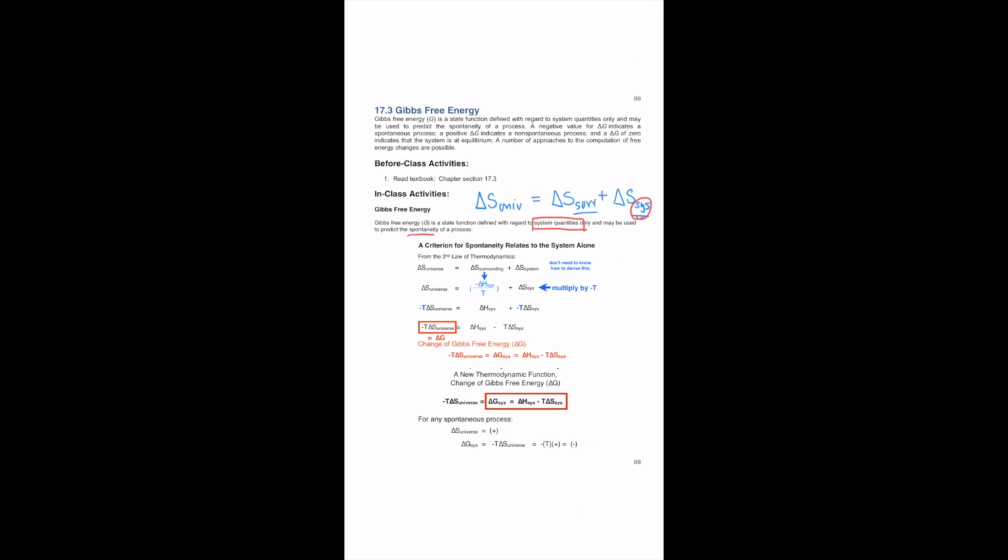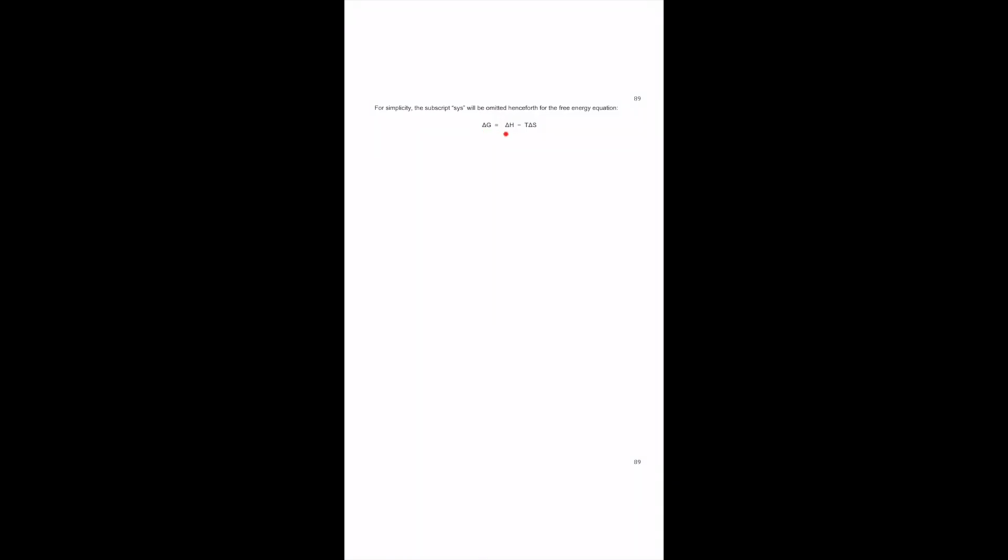My expectation for you on this page is that you will need to know the relationship between delta G, enthalpy, and entropy change for the system. You also need to know the relationship between delta G and entropy change for the universe, but you do not need to know how to derive these. Because all of these belong to the system, we can omit the subscript system for all of these thermodynamic terms.